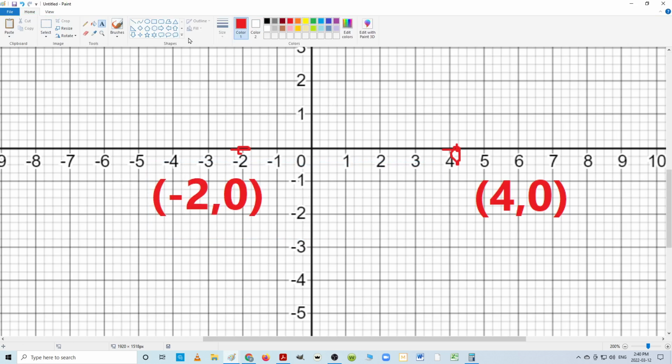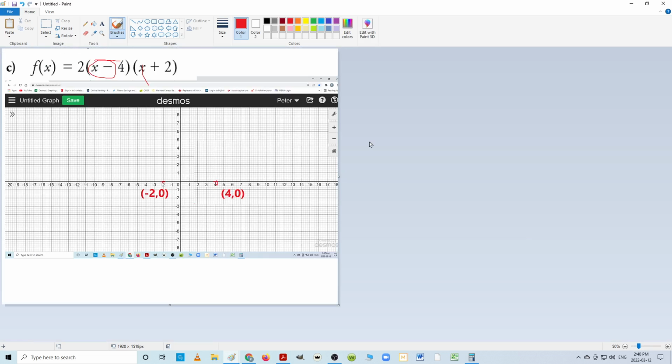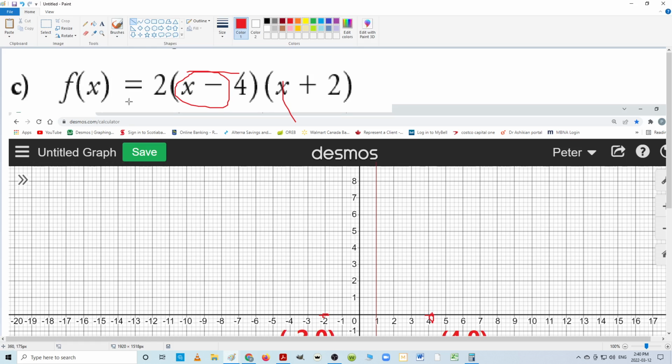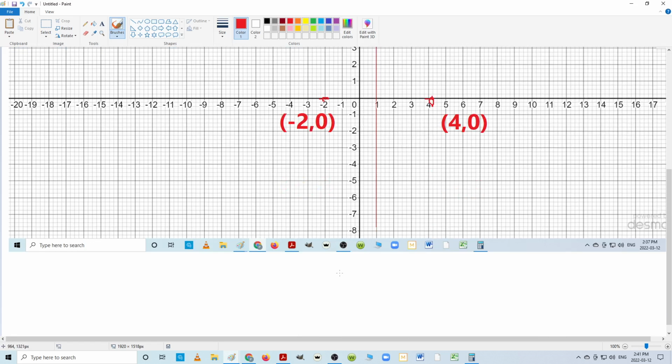Anyway, 4 plus minus 2 is 2, divided by 2 is 1. So that means the axis of symmetry is going to be here, which means the vertex is going to be at 1. So when 1 is here, we get minus 4 is minus 3. When 1 is here, we get positive 3. So you get minus 9 times 2 is minus 18. So it's way down here, and it's opening upwards.